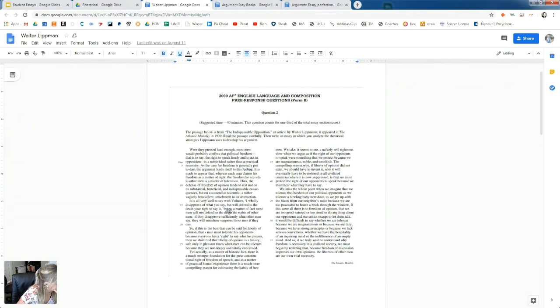It is all very well to say, 'Voltaire, I wholly disapprove of what you say, will defend to the death your right to say it.' But as a matter of fact, most men will not defend to the death the rights of other men if they disapprove sufficiently of what the other men say. They will somehow suppress those men if they can. So if this is the best that can be said for the liberty of opinion, then a man must tolerate his opponents because everyone has a right to say what he pleases. Then we shall find that liberty of opinion is a luxury, safe only in pleasant times where men can be tolerant because they are not yet deeply, vitally concerned."